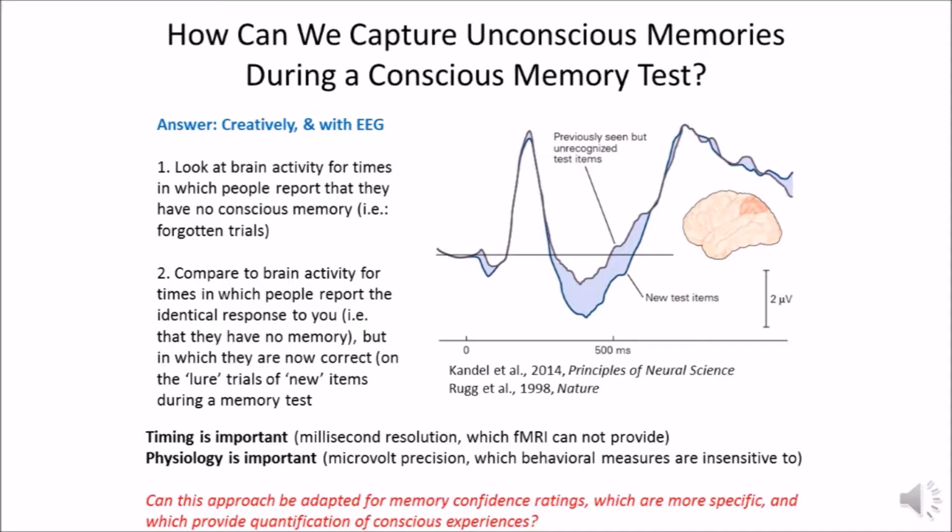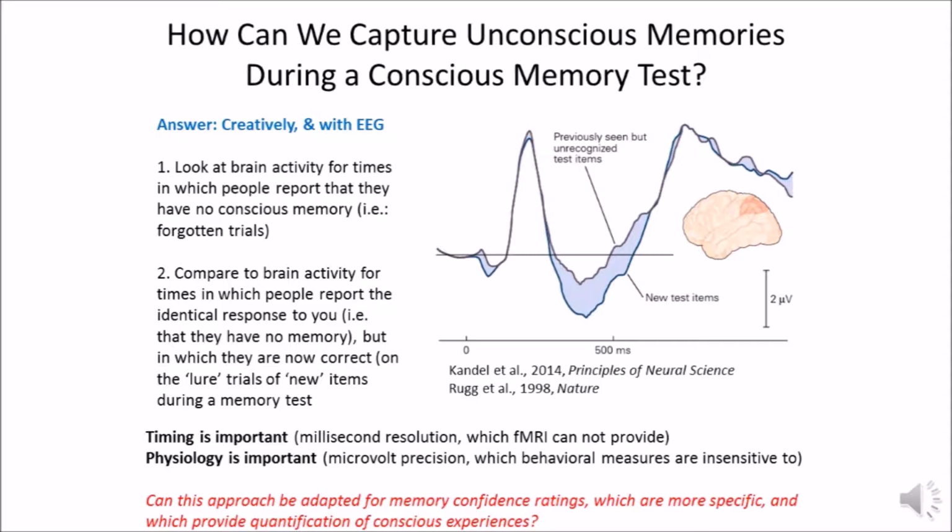So the idea is physiology provides us a lot more leverage to gain insight here. What you can do is look at brain activity for the times in which people report that they have no conscious memory, so times when they forget. You show them an old piece of information. You say, hey, do you remember this? And they're like, nope. So we call that essentially a miss, right? That's this top line here: previously seen but unrecognized test items.